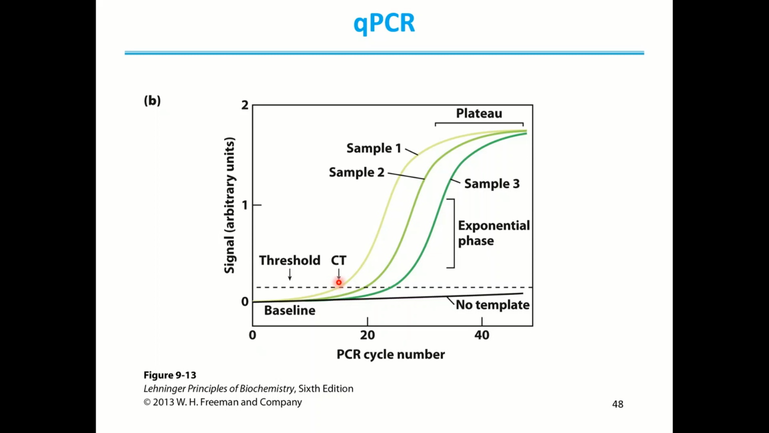Sample 1 crossed the threshold at a smaller cycle number. That means there's more of that target DNA there because it amplified quicker. Sample 3 took a lot longer to get to that threshold, so it has the least amount of that target sequence.